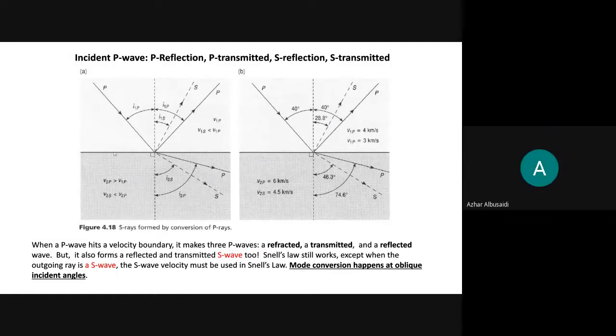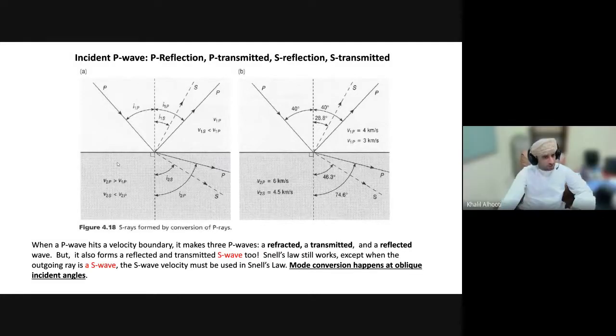Okay, clear. If they are the same, the ray will not be deflected. Even if the rocks are different, even if one of them is limestone and the other is sandstone, as long as there is no change in velocity, the ray will go straight.